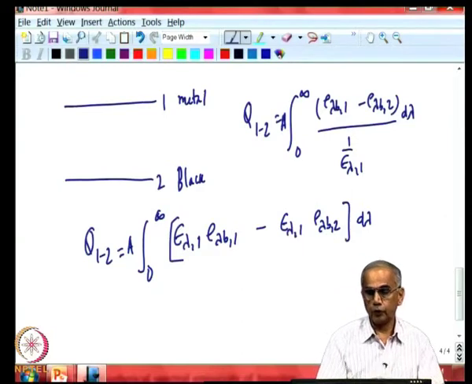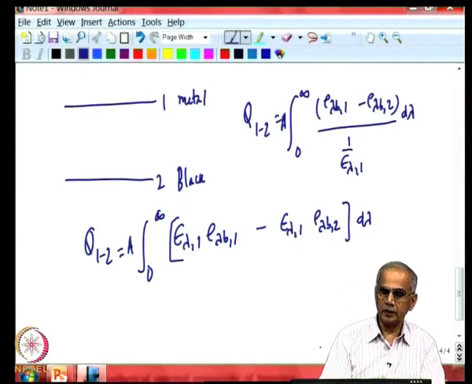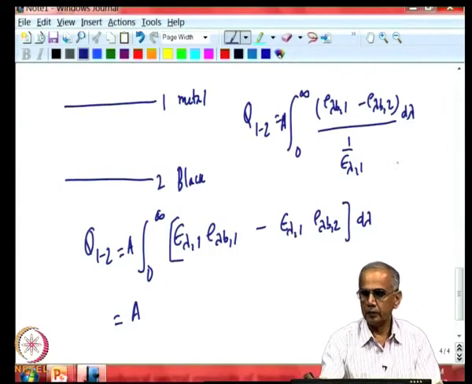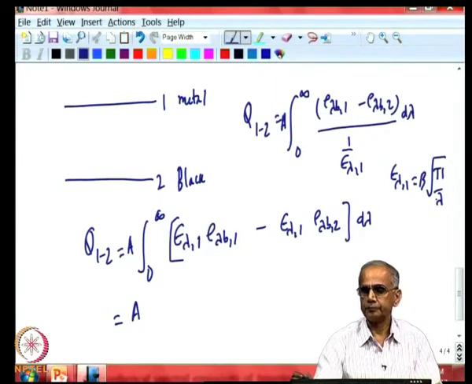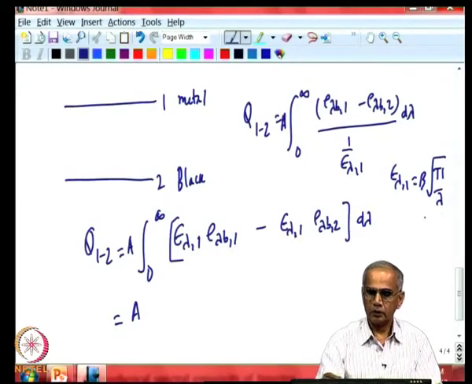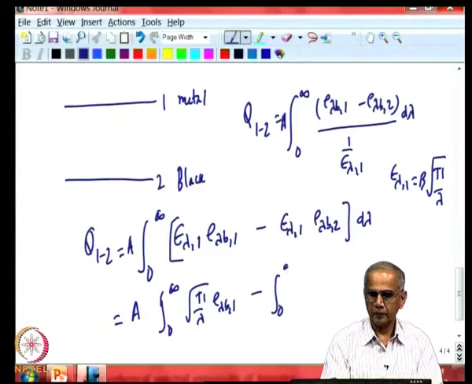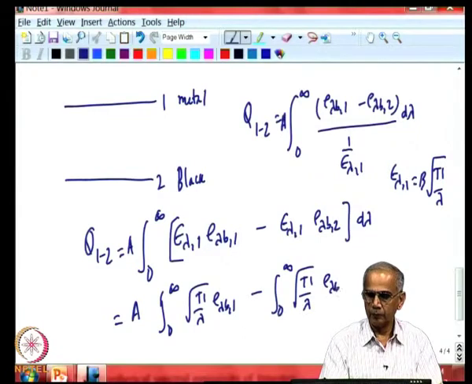Now, this follows very close to what we had done earlier when discussing the emissivity and absorptivity of metals. So, we can write epsilon lambda 1 as B times root T 1 by lambda. So, this equation here becomes the integral from 0 to infinity of root T 1 by lambda E lambda b 1 minus the integral from 0 to infinity of root T 1 by lambda E lambda b 2.